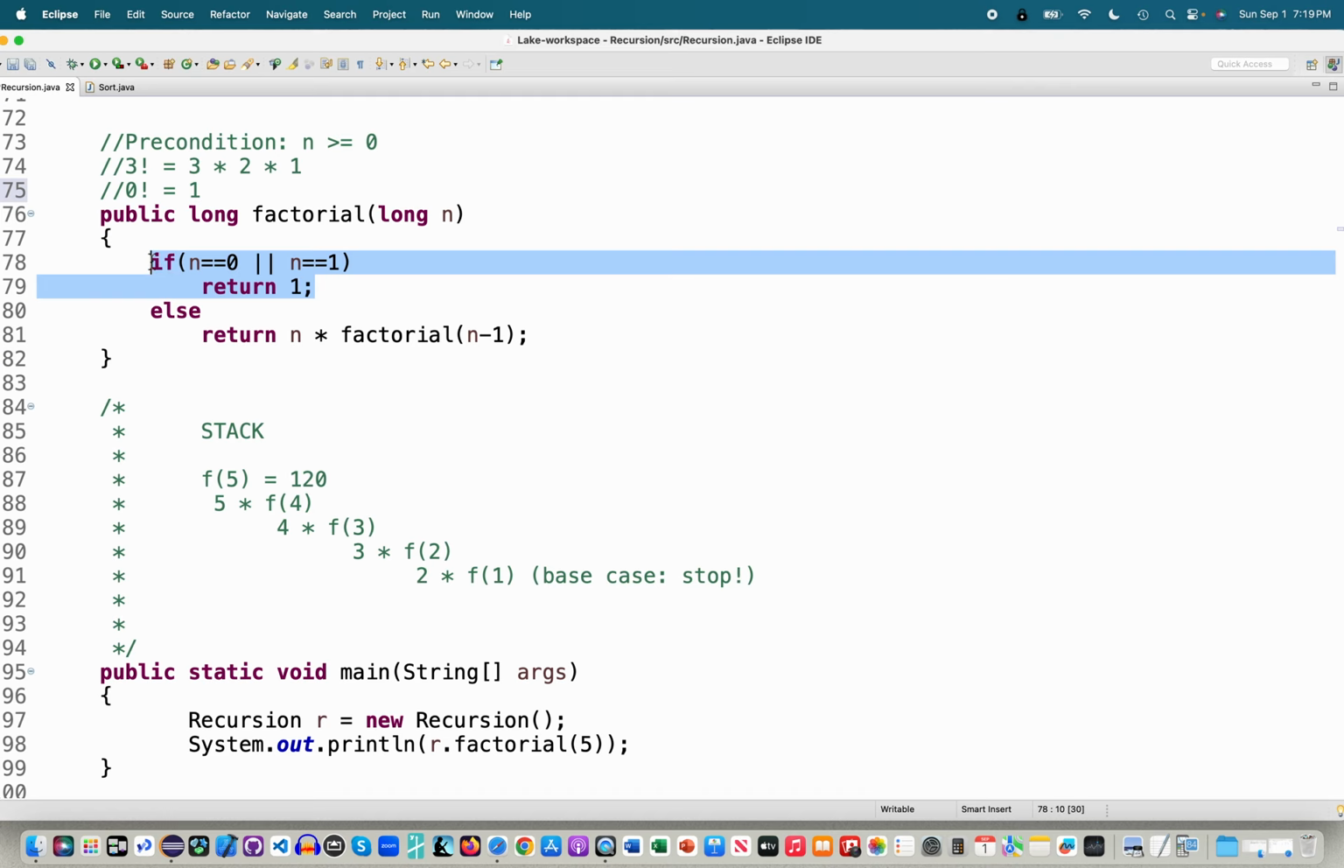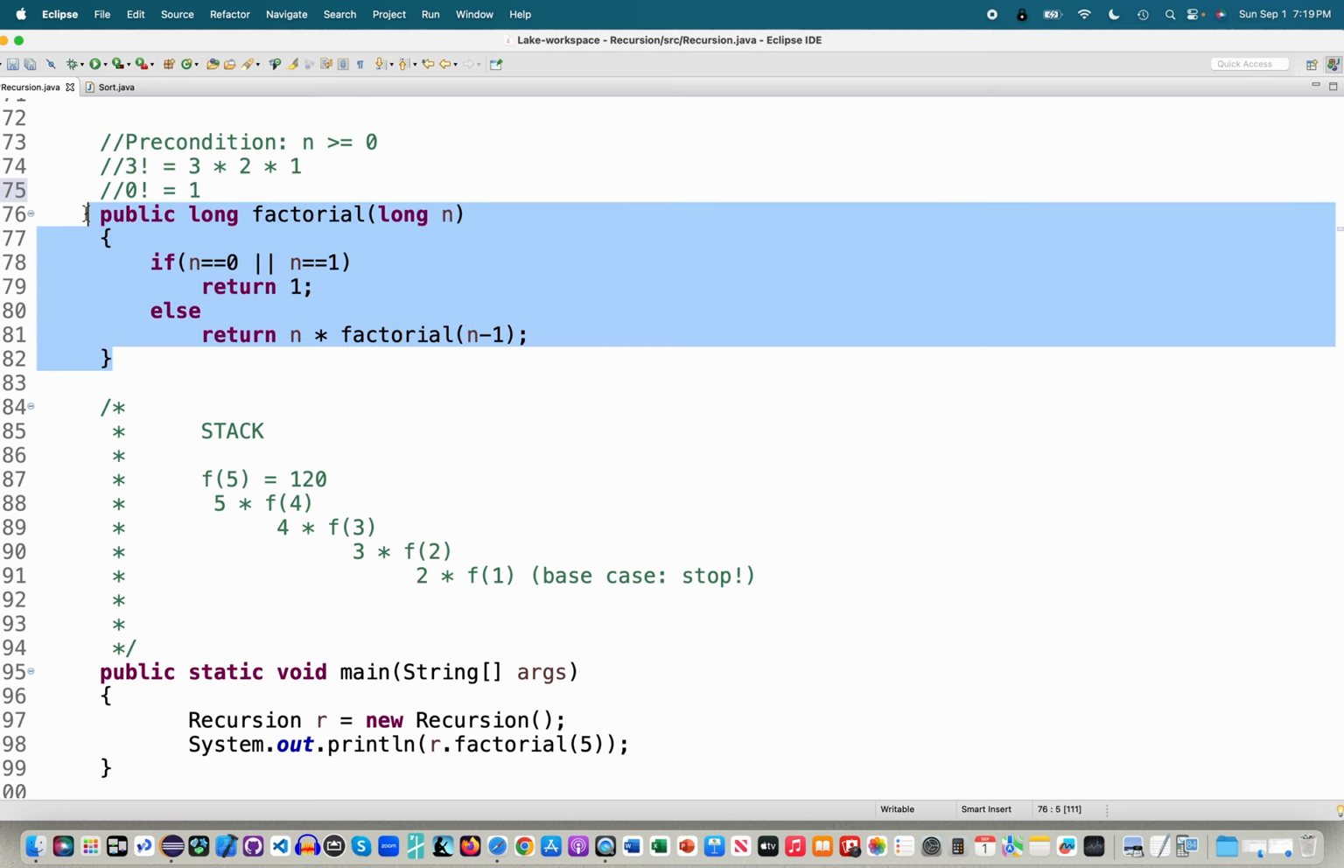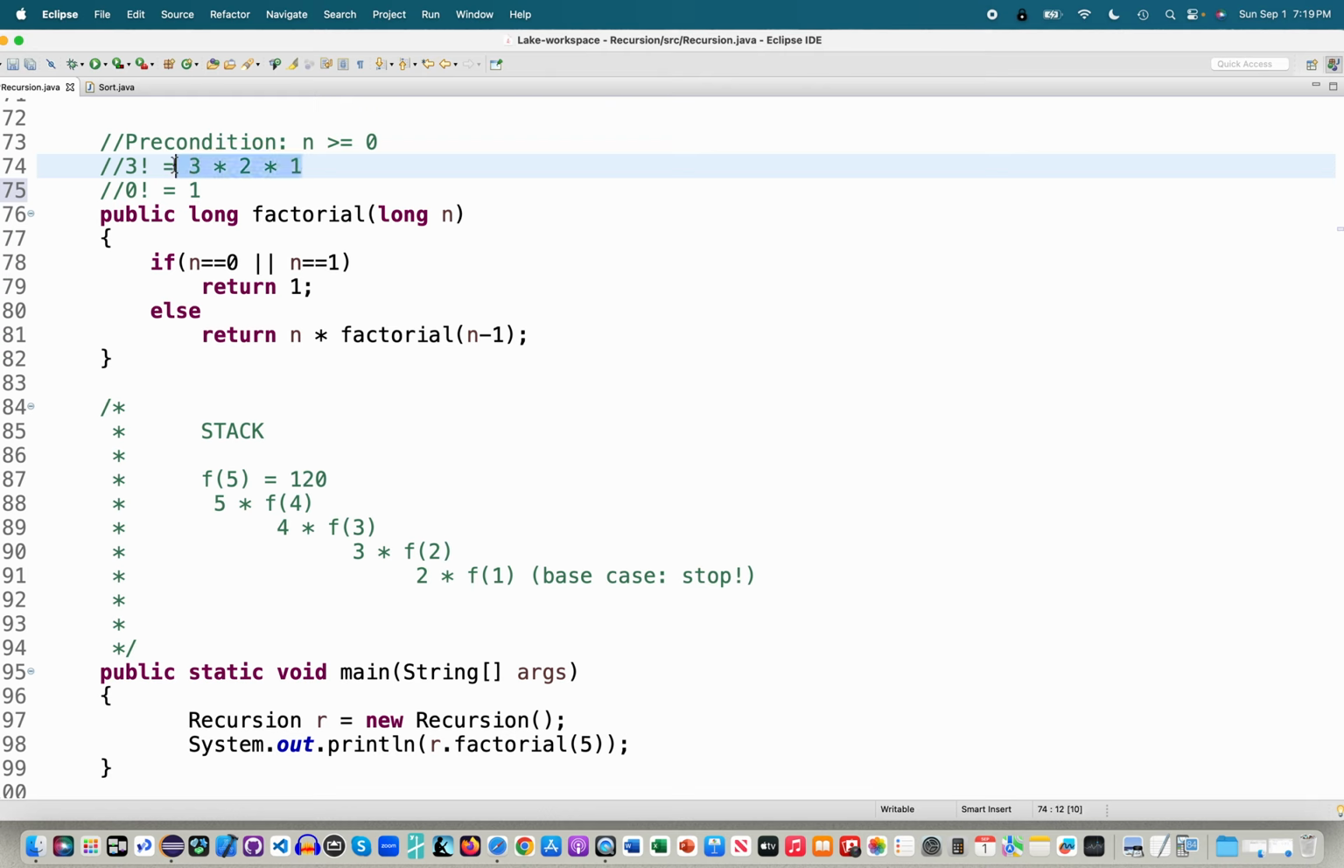Hope you're getting the picture here. Otherwise, we're returning n times 1 less, which is literally what you're seeing here. So this is pretty much self-explanatory. You can look at this and see this immediately. So if I put a 3 in, it's going to go 3 times factorial of 2, and 2 comes back, and so on. The one we're going to do, though, is factorial of 5, which is 120. So let's see how this works.